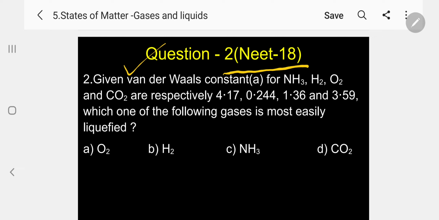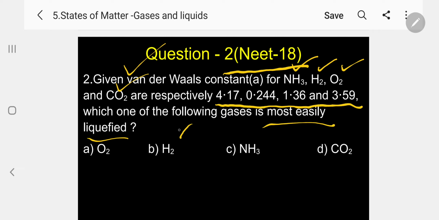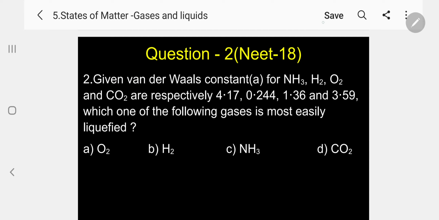This is for pressure. So given van der Waals constant A for ammonia, H2, O2 and CO2 are respectively, values are given as 4.17, 0.244, 1.36 and 3.59. Which one of the following gases most easily liquefies? Please follow. This question is often asked in all question papers. So what is the relationship between this van der Waals constant and the liquefaction? Let me explain first.